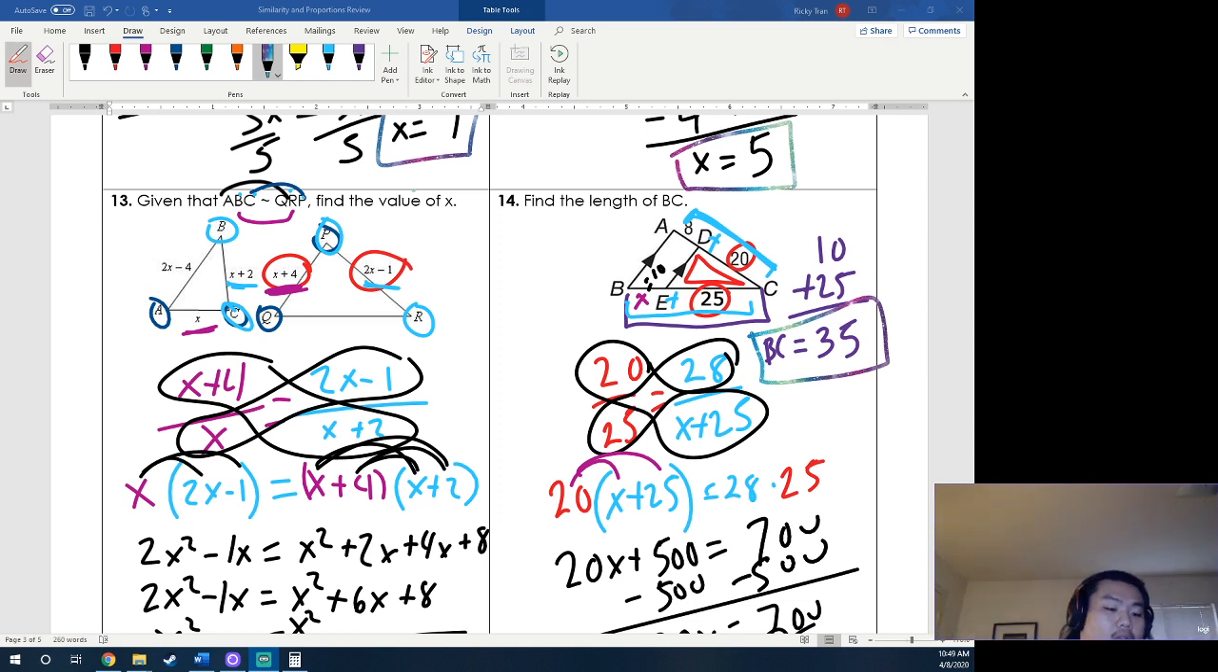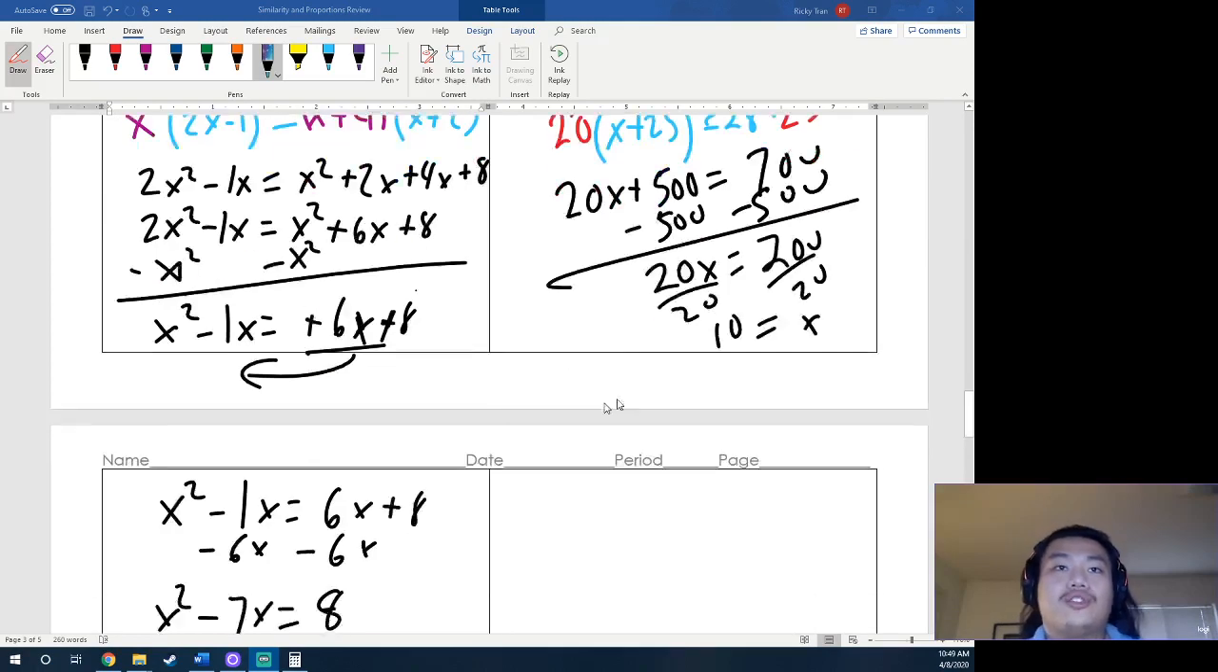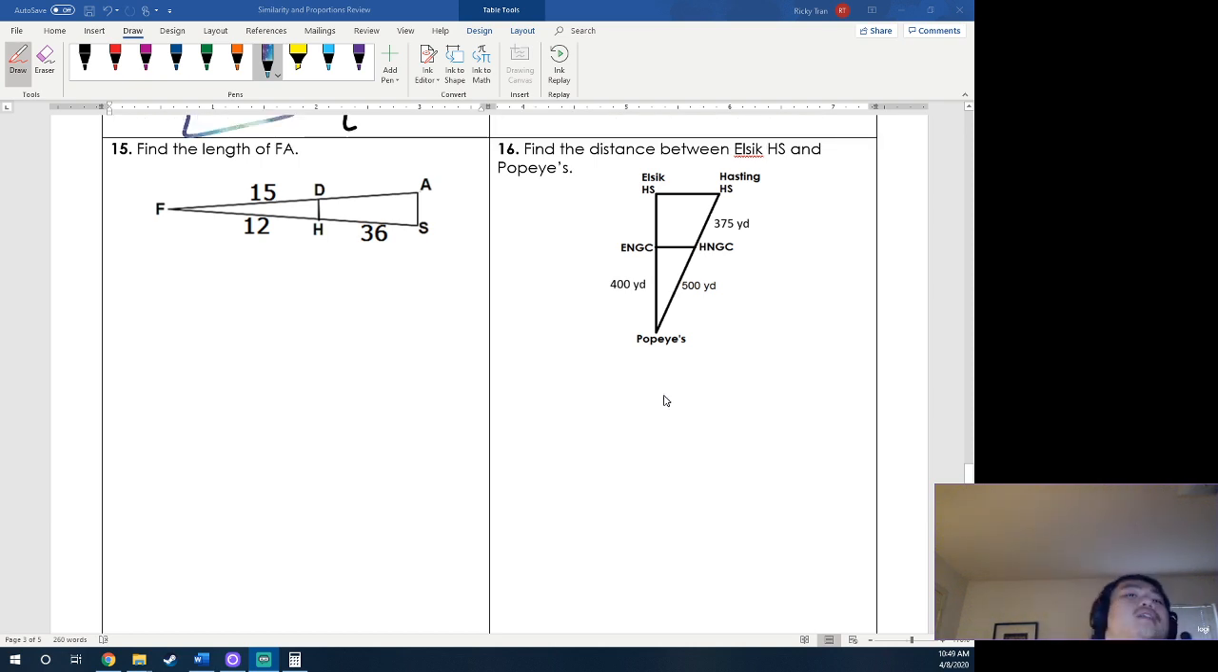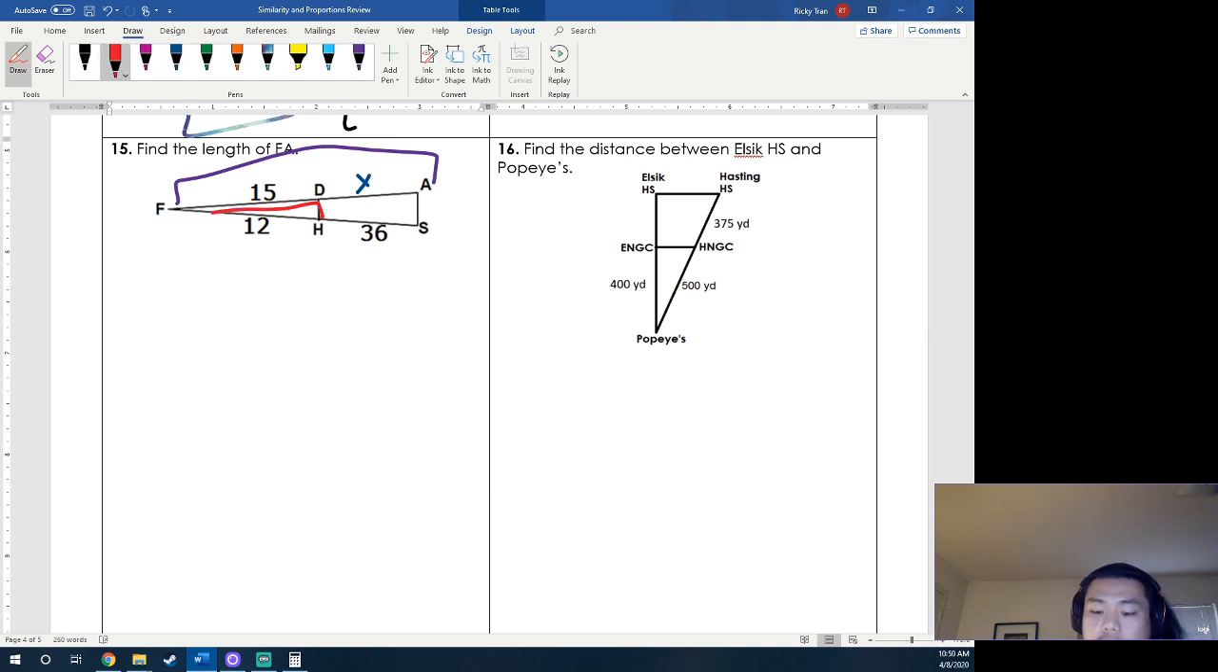There we go. Let's continue with the last two questions. It's similar to number 14. Again, we're going to find the full length of FA, which is here. We'll call this X. We start with our small triangle, 15 and 12. So 15 over 12 is equal to, remember, we have to add, 15 plus X, and at the bottom 12 plus 36, or 48.